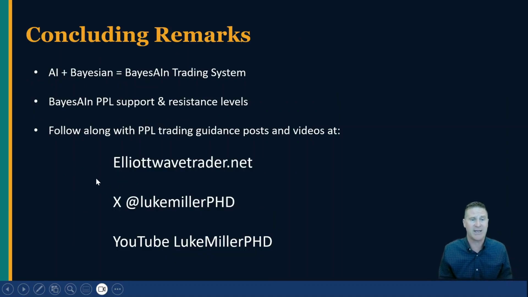So what I talked about today is how we can combine AI and Bayesian learning algorithms. Here's a Bayesian trading system. We're really trying to identify these high probability support and resistance levels, and I showed you 6 steps to get yourself into and out of swing trading positions to have the highest probability of success and create that wealth that you've been searching for.